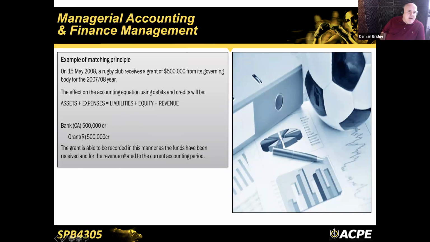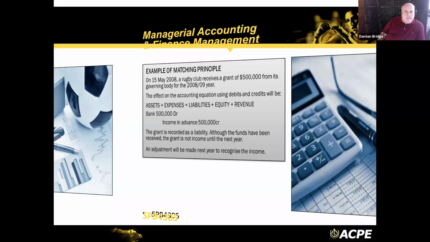On the 15th of May 2008, a rugby club receives a grant of $5,000 from its governing body. So they've received money, so it would be debit bank because we've received the cash, okay? Credit grant, because it's like revenue. So the grant is able to be recorded in this manner as the funds have been received, and the revenue related to the current accounting period.